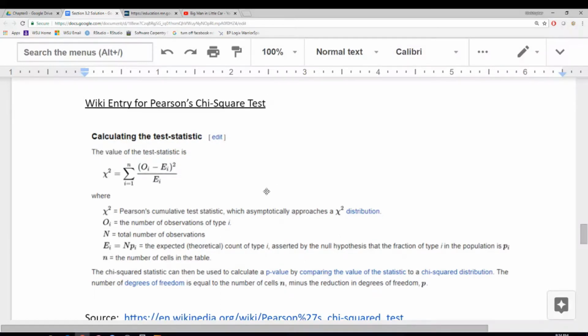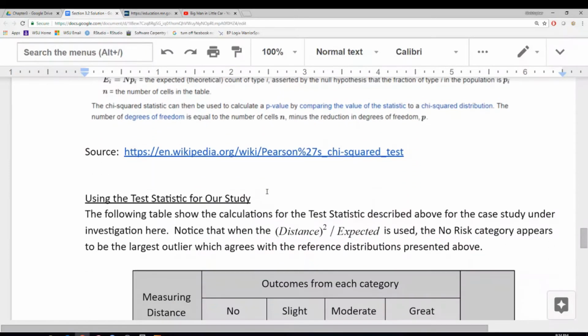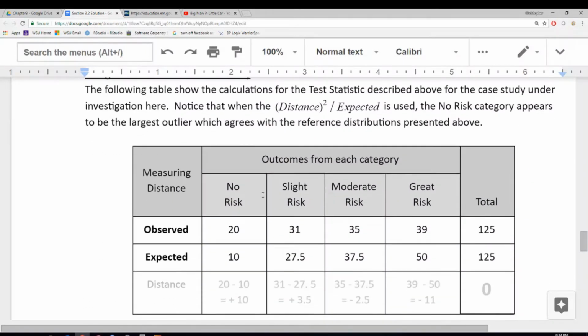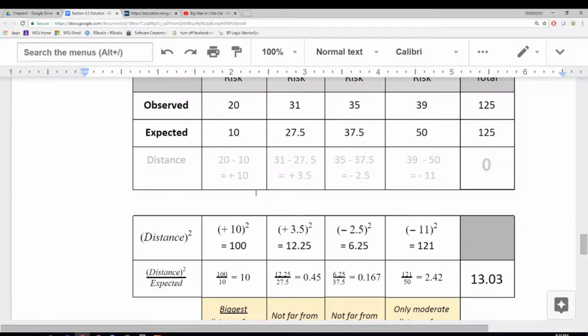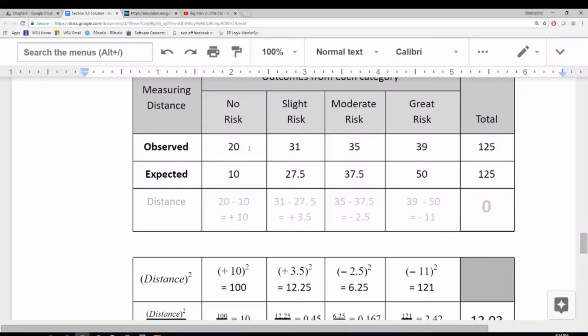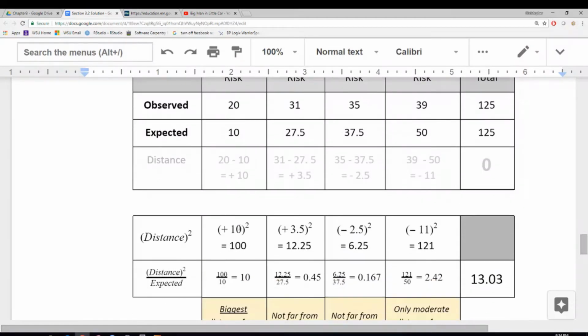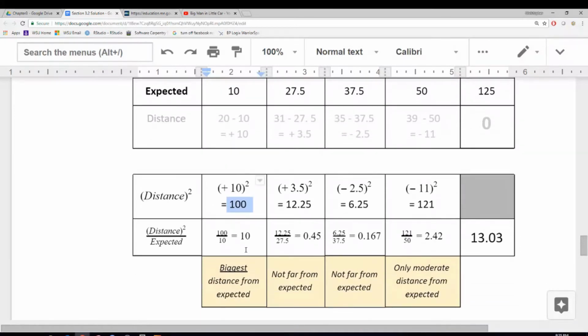Okay, so now let's go ahead and compute that test statistic quantity for the data that we obtained from our study. We're going to take that distance squared and simply divide each of those by their respective expected quantities. So here for the no risk group, we're going to take the 20 minus the 10. We're going to square that. We're going to get that 100 like we had before, but now we're going to take that 100 and divide it by the expected number for that category. So 100 divided by 10, I get a value of 10 there.